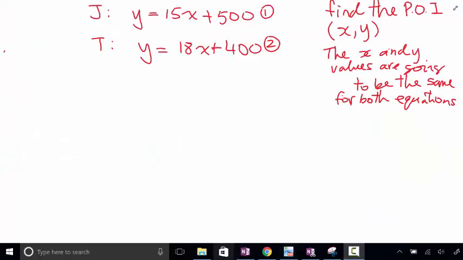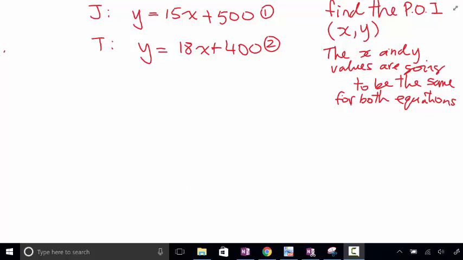All right, here we go. So if we want to find the point of intersection, these two x's have the same value, these two y's have the same value. You have to understand that very well. And so let me ask you a question. What is the value of y here? What is the value of y for this? 15x plus 500. Let me ask you again. What is the value of y? 15x plus 500. Is that good?